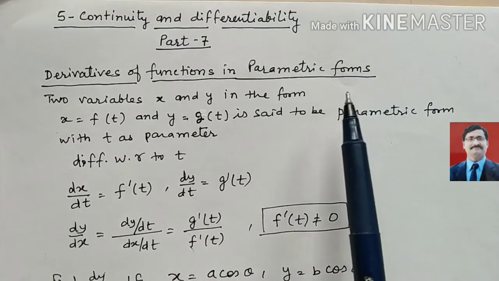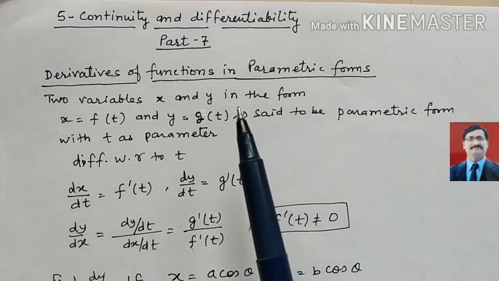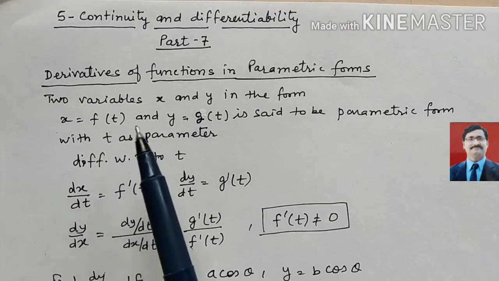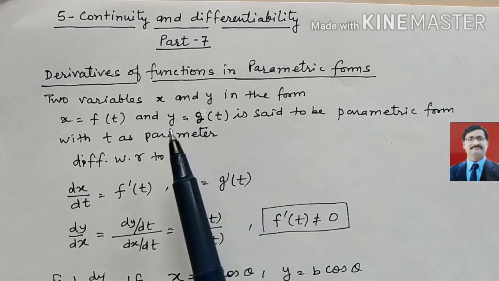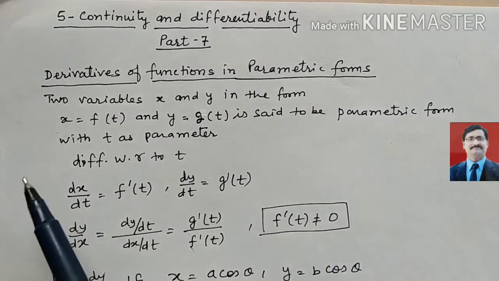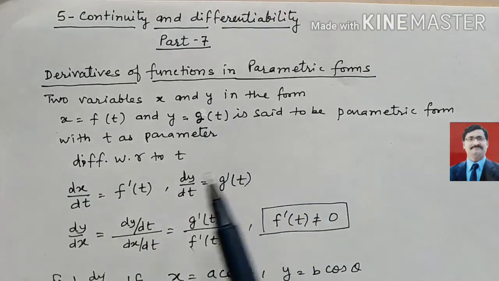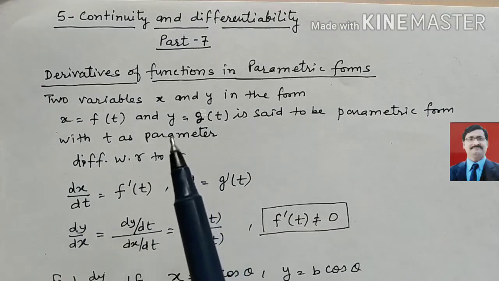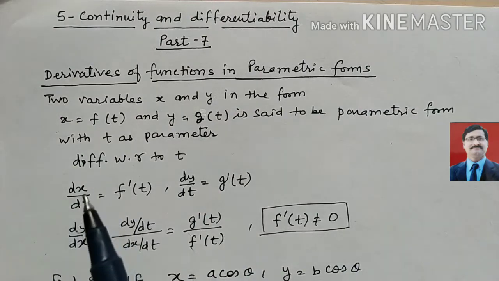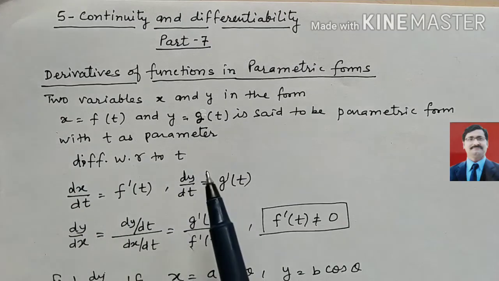So first of all, you understand what is the parametric form. Look here. Two variables x and y in the form x equal to f(t), where f(t) means function of t, and y equal to g(t), meaning y is a function of t, are said to be in parametric form with t as parameter. Here t is a parameter. When this type of question is given to you, x equal to f(t) and y equal to g(t), first of all you will differentiate with respect to the parameter t.